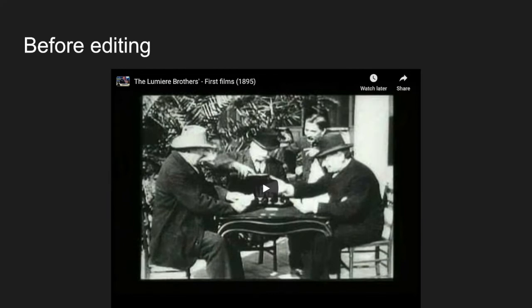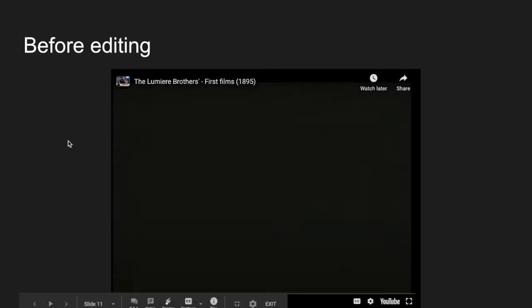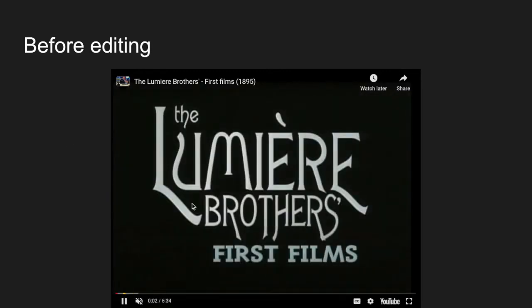Editing didn't always exist in the world of cinema. Early films, one of the first films that were shot and shown to people in theaters, weren't actually edited. In fact, they didn't tell stories. They were really like animated pictures, animated photographs. Okay, the Lumiere brothers made some of these earliest animated photographs.